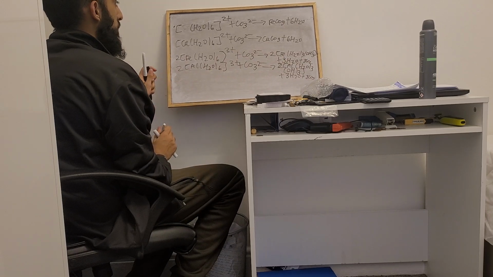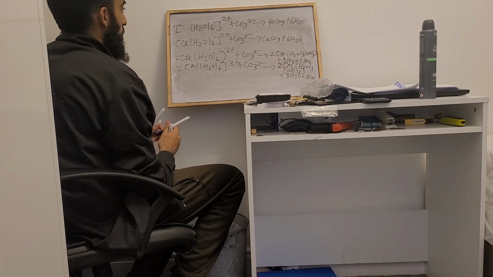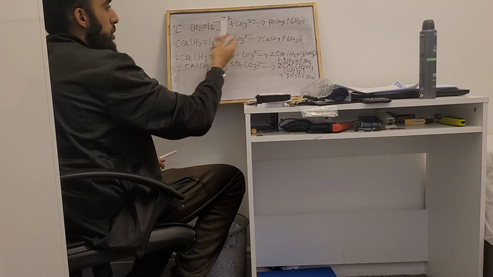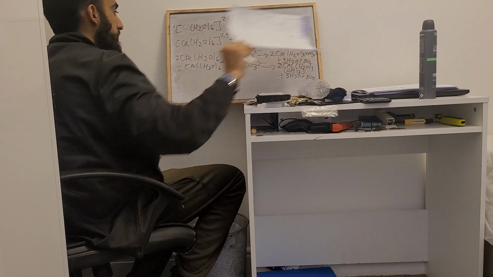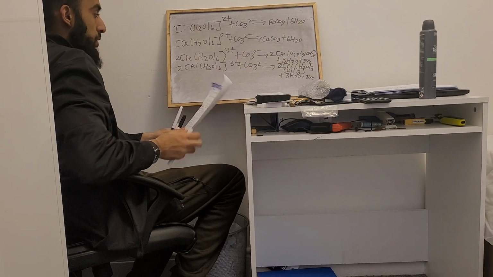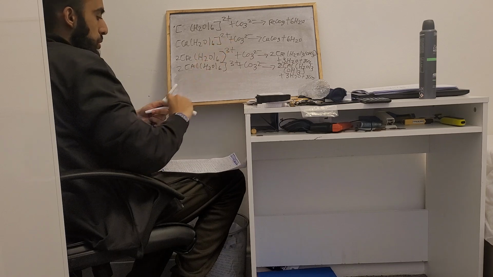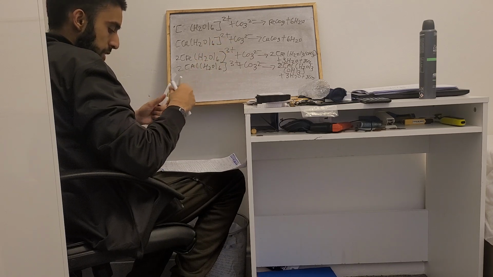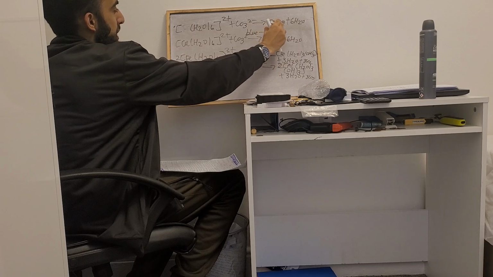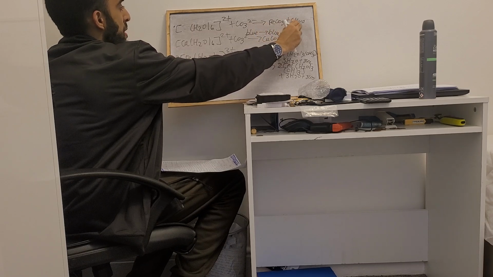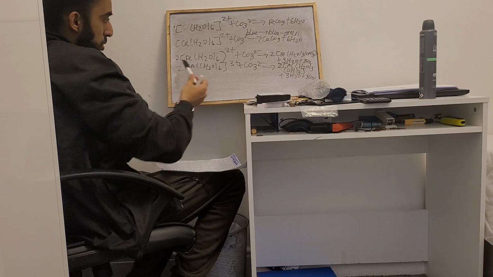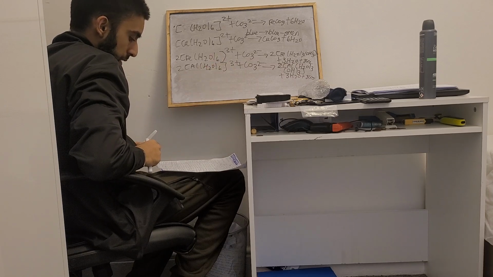Okay, now let's go through the observations. This one is green to green. This one's blue to blue-green, and the rest of them are the same. The Fe is orange to brown, and this one's colourless to white, as you'd expect.